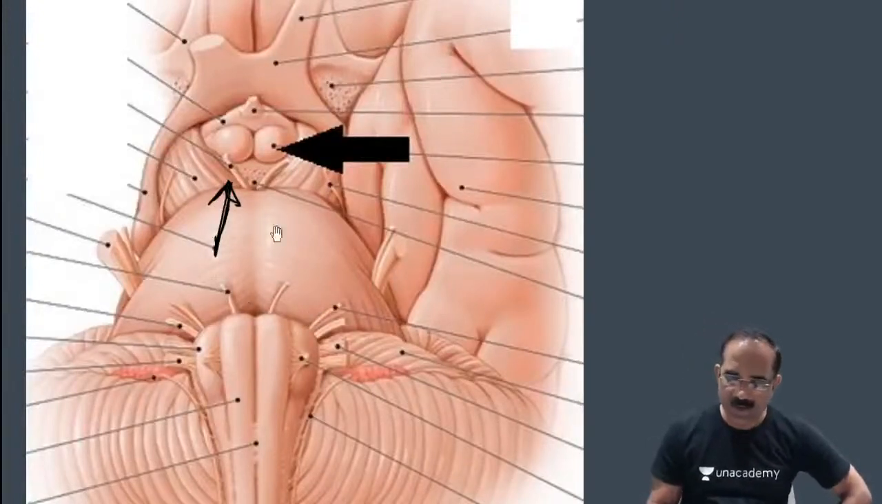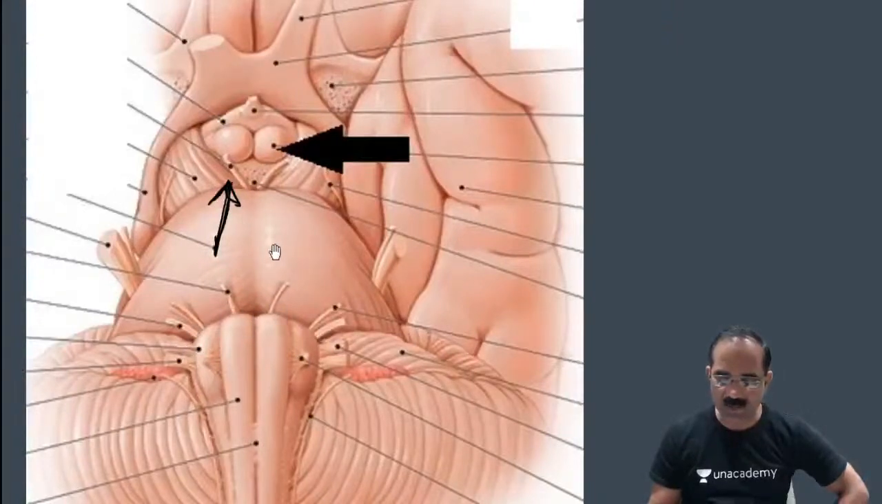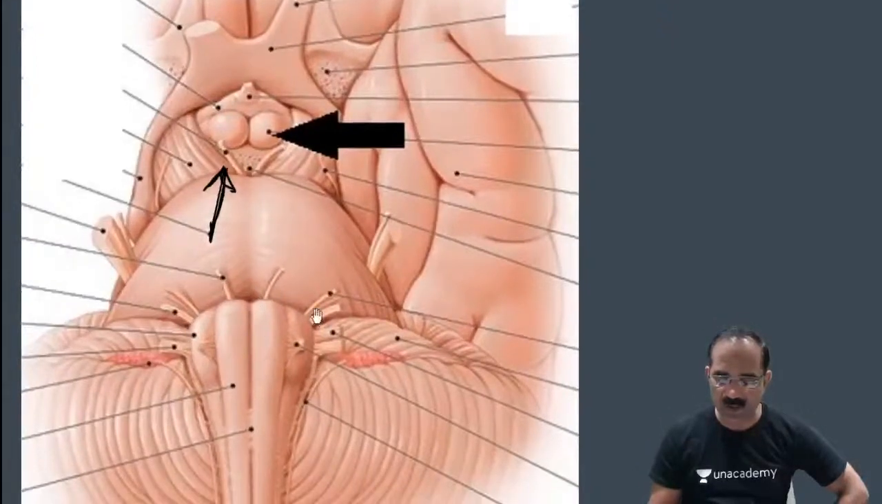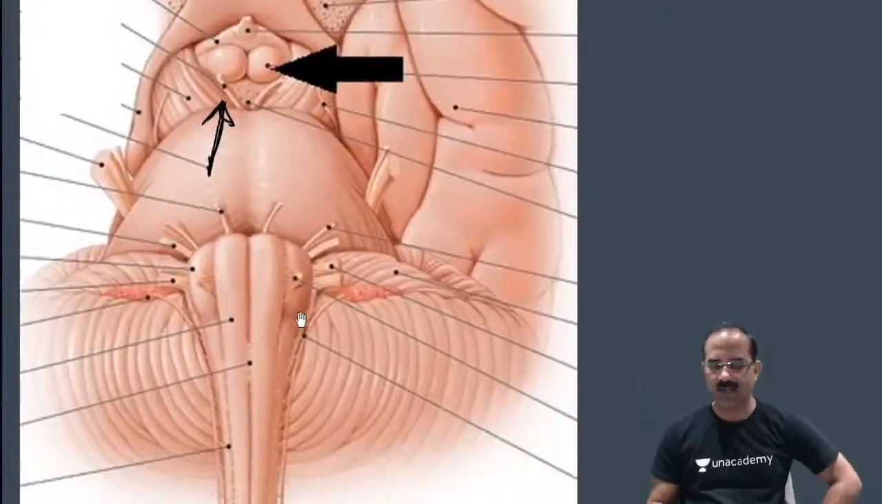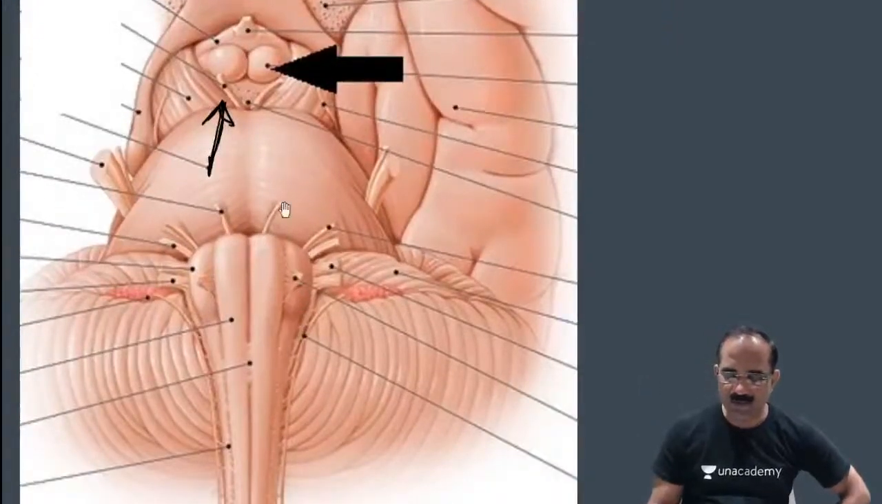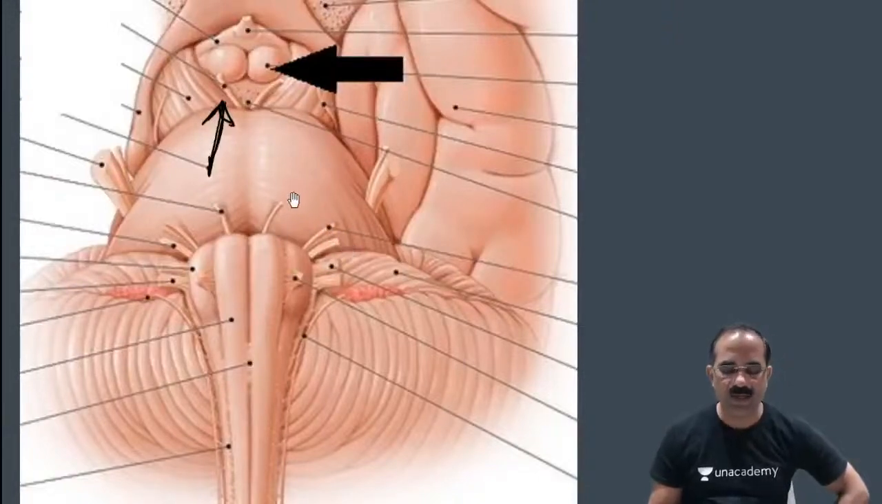Excellent. What is this junction? That's the pons, that's the medulla. This junction is known as the pontomedullary junction. And what are these nerves attached here? This is one, this is two, and this is the third nerve. Which are these three nerves attached to the pontomedullary junction? That's the 6th, that's the 7th, and that's the 8th nerve.